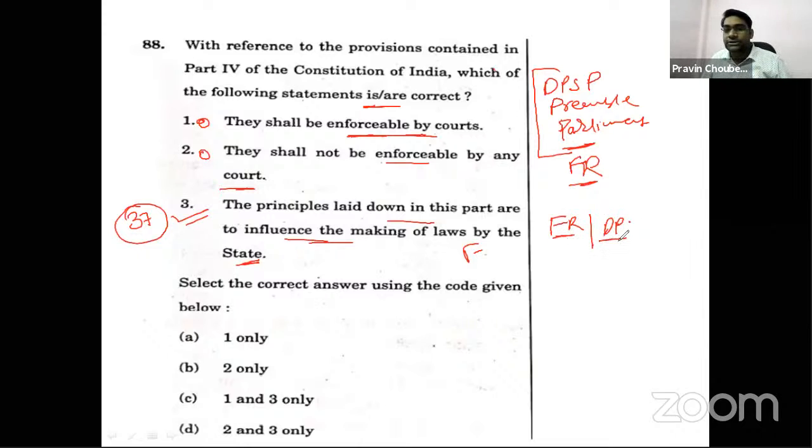But DPSP is non-justiciable in nature. It will not be enforceable by any court. So statement number 2 will also be correct. So which one will be correct? Statement 1 will be wrong. They shall not be enforceable by court. Statement 1 is wrong. So the correct answer will be D, that is 2 and 3 only.